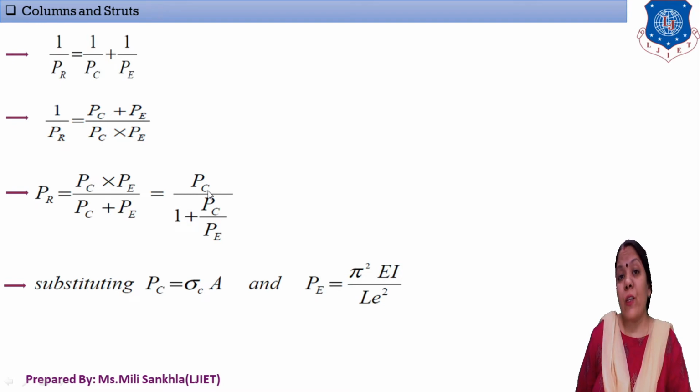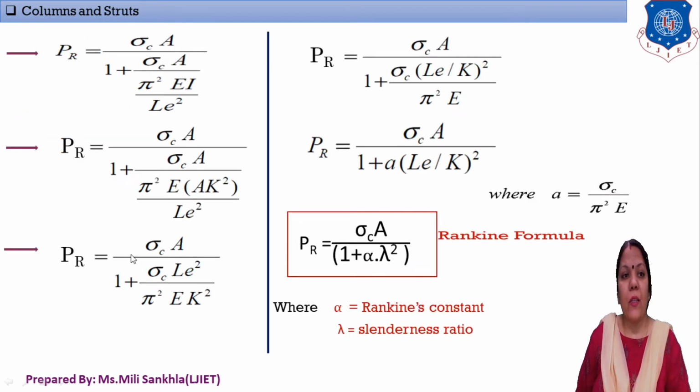Now one by one we put in the values. What is the value of the crushing load? That we already explained. PC is equal to sigma C into A, where sigma C is our crushing stress and A is the area of section. PE is our Euler load, that is equal to pi square EI by LE square. Clear? Now one by one put the values. PR is equal to PC divided by 1 plus PC by PE, where PC is equal to sigma C into A and PE is equal to pi square EI by LE square.